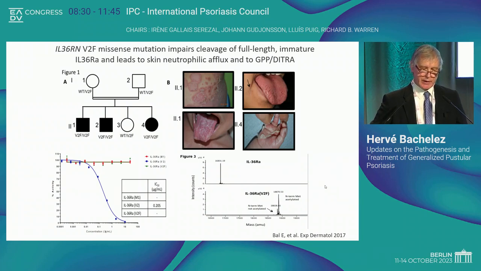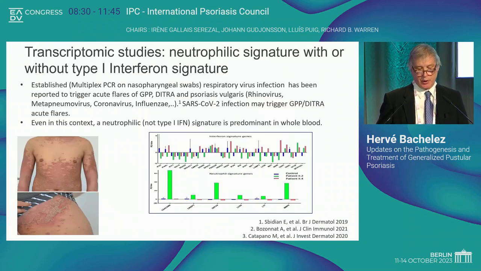So of course, with deficiency in IL-36 receptor antagonist, if you want to define this disease according to disease taxonomy, it is not only GPP, right? And this is debatable, whether to follow the molecular or the clinical description or both.